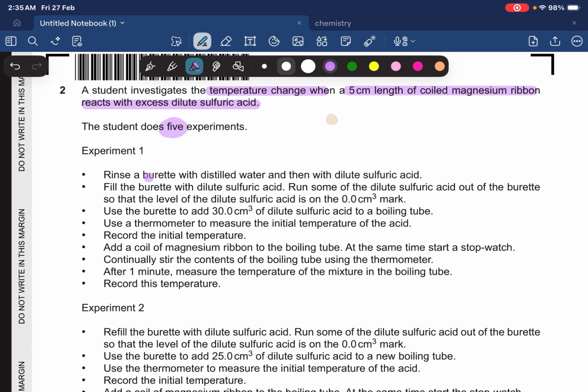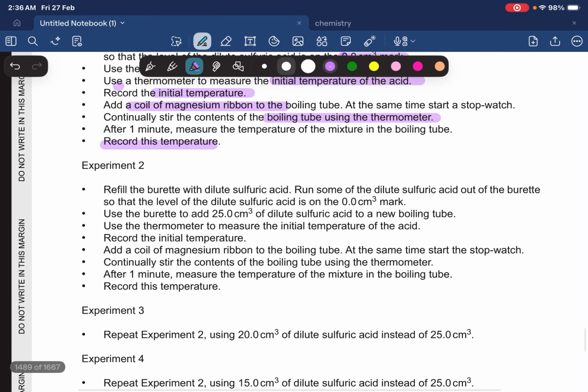Experiment 1. Rinse a burette with distilled water and then with dilute sulfuric acid. Fill the burette with dilute sulfuric acid. Run some of the sulfuric acid out of the burette so that the level of the dilute sulfuric acid is at the 0 cm³ mark. Use the burette to add 30 cm³ of dilute sulfuric acid to a boiling tube. Use a thermometer to measure the initial temperature of the acid. Record the initial temperature. Add a coil of magnesium ribbon to the boiling tube. At the same time, start the stopwatch. Continually stir the mixture in the boiling tube using a thermometer. After 1 minute, measure the temperature of the mixture in the boiling tube and record this temperature.